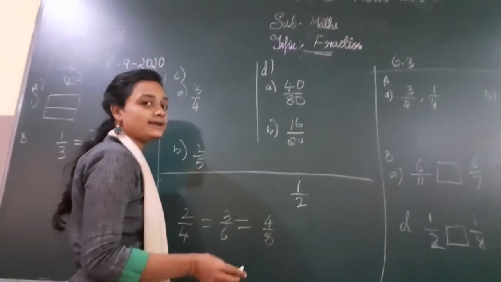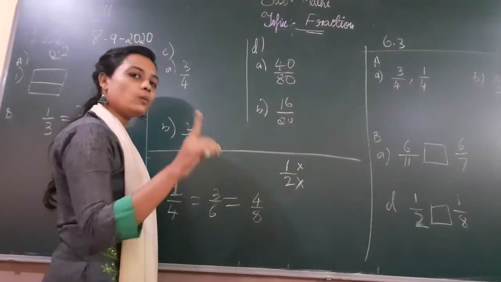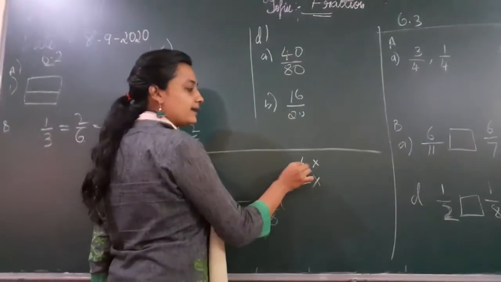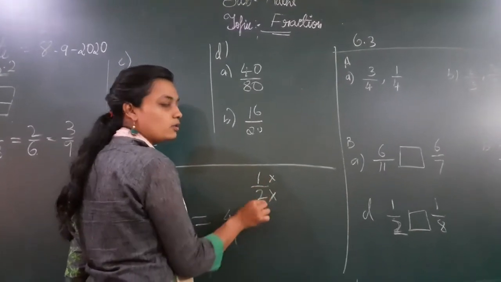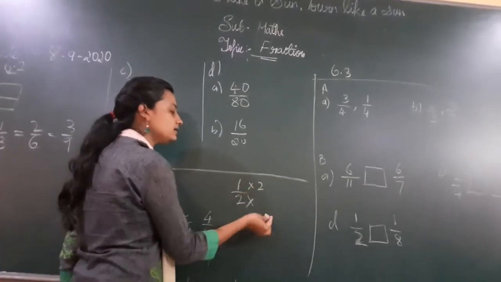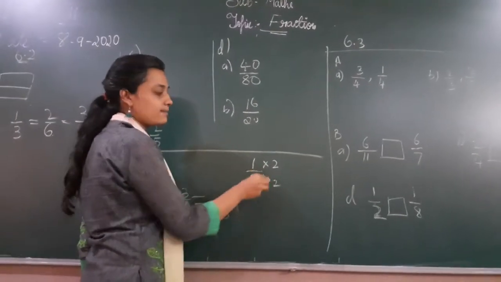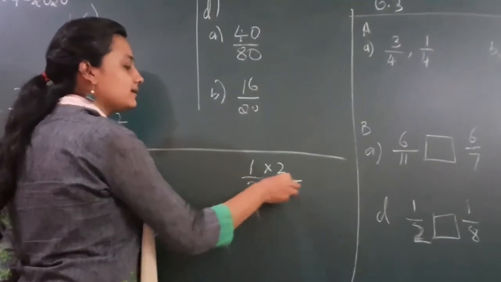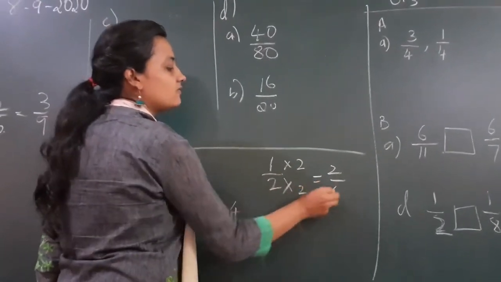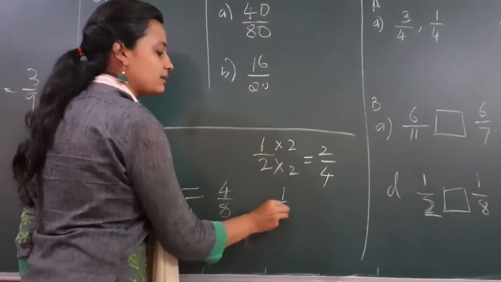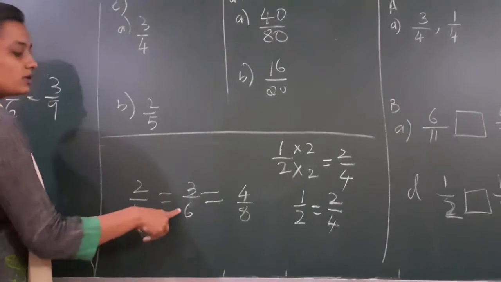I can find it easily by multiplying both the numbers with one single number. That is, I can multiply with any number I want. Example, now I multiply both numbers with 2, because both numbers I multiply with the same 2 and 2. What do I get now? 1 2s are 2, 2 2s are 4. So I will say 1 by 2 is equal to 2 by 4.